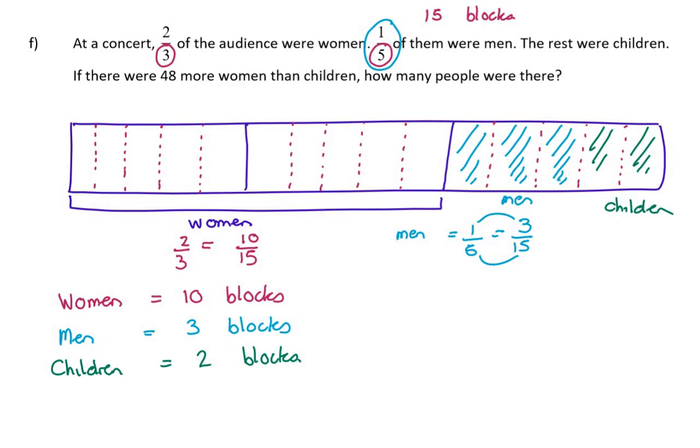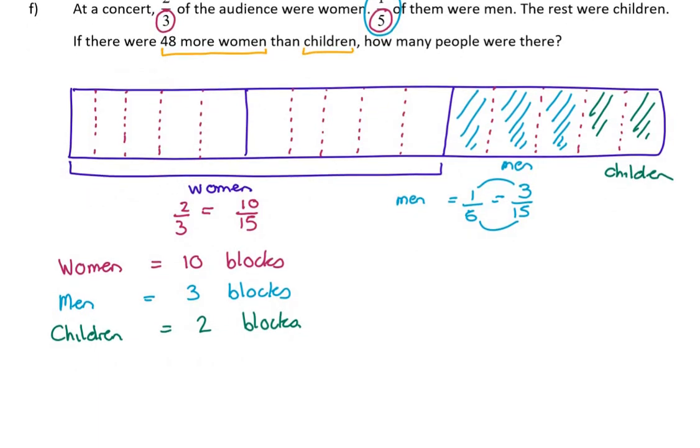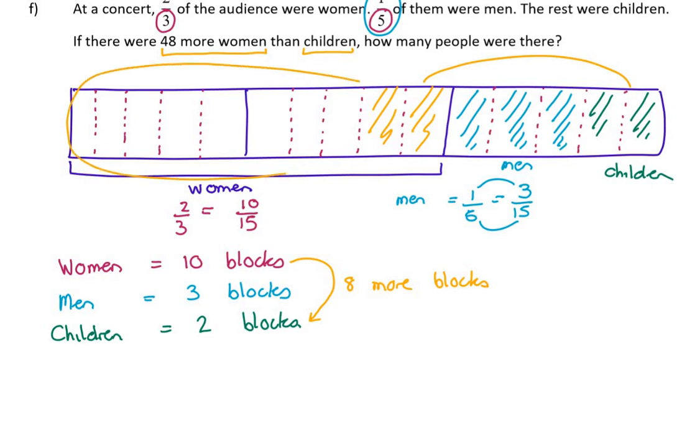Now, this is a beautiful question, because now it says, if there are 48 more women than children. So let's look at how many more. There are 8 more blocks in women. Now, what do those 8 more blocks represent? There are 48 more women. So if I take 2 blocks and I say, right, that would be an equal number of women and children. So these are the extra blocks. So there's 8 extra blocks. So therefore 8 blocks are the extra blocks when you're comparing women to children, and that must represent 48 people.